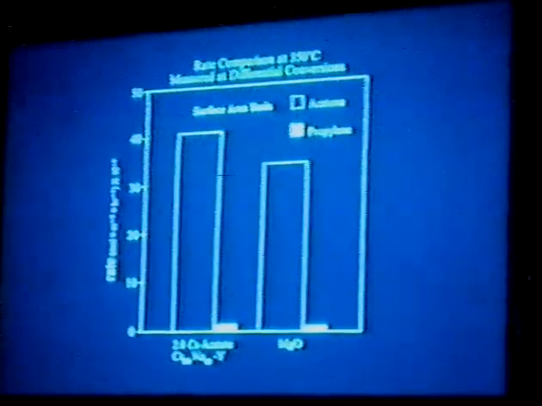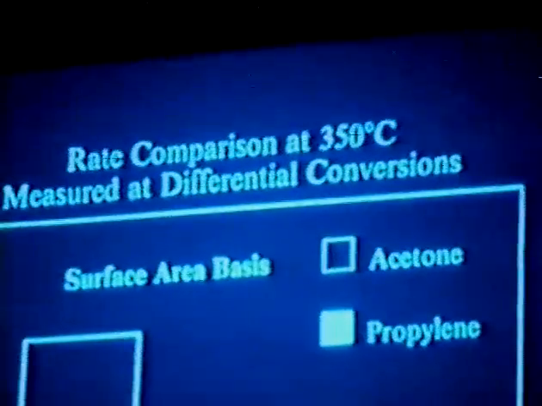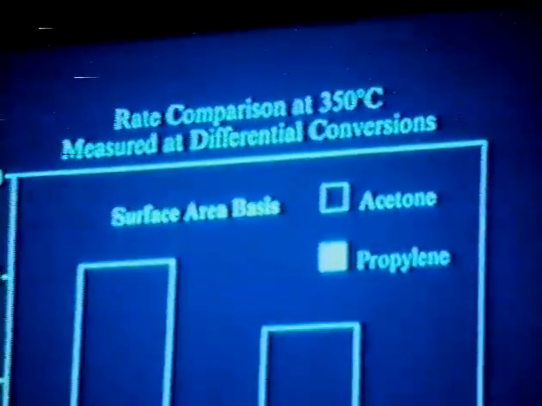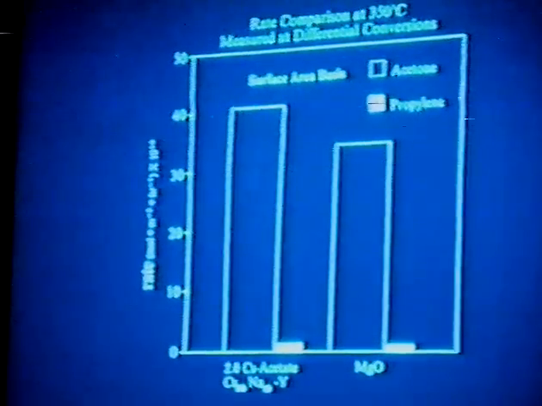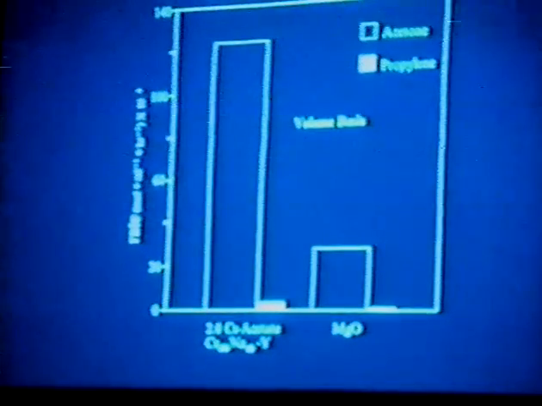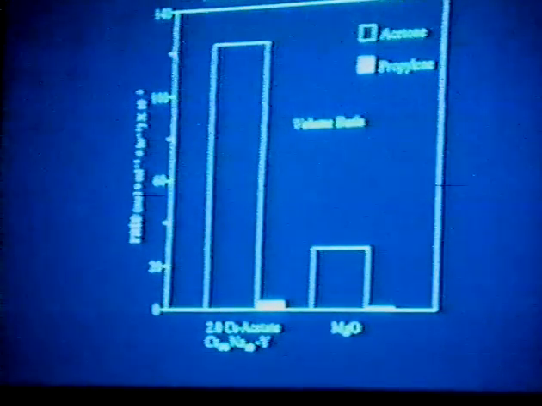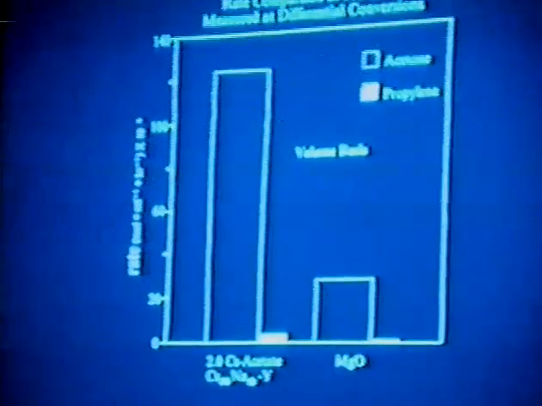We wanted to get a feel for how well we're doing as far as activity, so we looked at a characterization of magnesium oxide, which is considered a solid base. We're comparing here on a surface area basis at 350 degrees, again measured at differential conversions. Our Y material and magnesium oxide are comparable in activity as well as selectivity. We move to a volume basis, which may be more applicable, say, to reactor design. We can see our material, again on a volume basis, is significantly better than magnesium oxide. So it gives us a relative feel for how well we're doing as far as activity and selectivity.